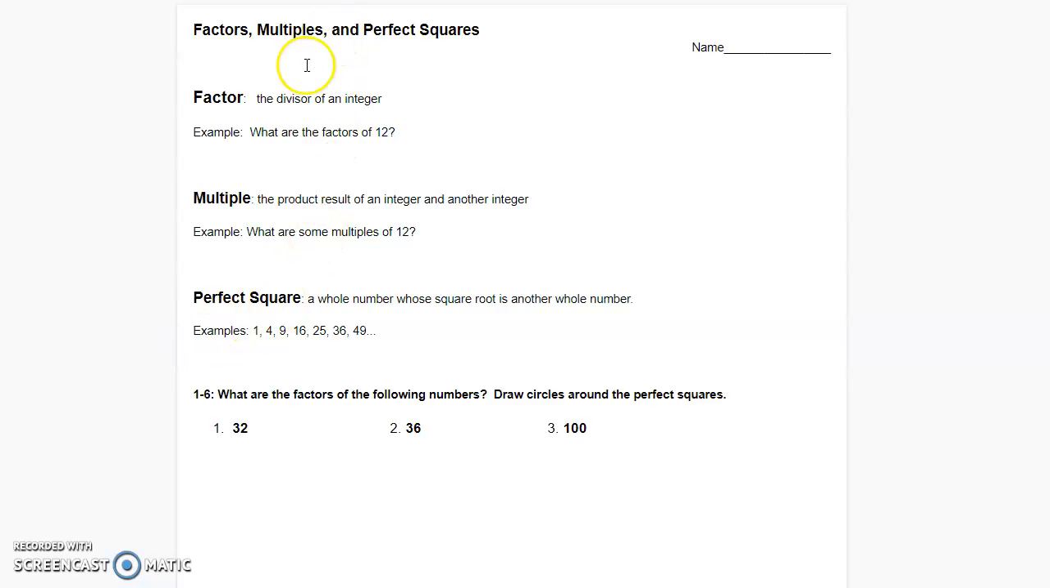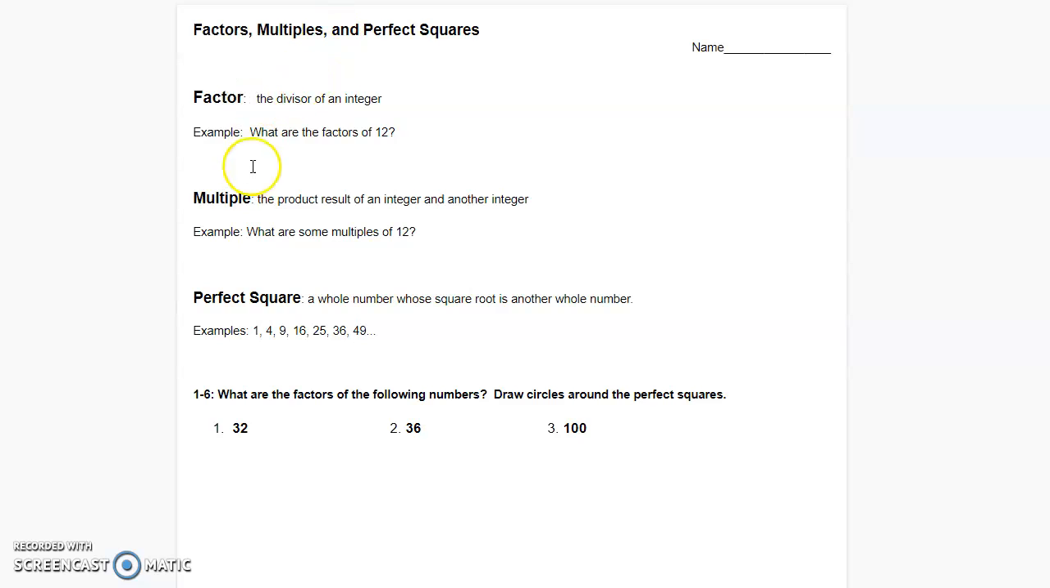So divisor means, let's say you have 12 and you can divide it by 2, right? And you get an integer. So 2 is a divisor of 12 because I can do 12 divided by 2 and I get 6. So 2 is a factor of 12.